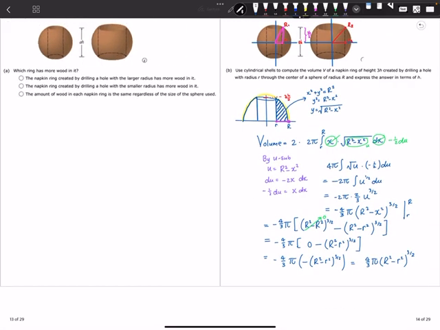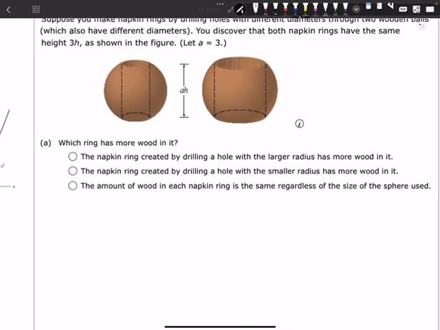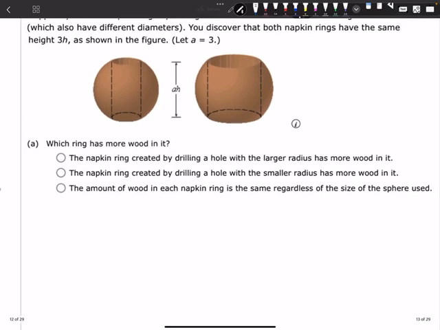So I'm going to come back here, and now we can actually answer confidently part A. It says, which ring has more wood in it? I'm going to say answer C here. The amount of wood in each napkin ring is the same, regardless of the size of the sphere that is used.